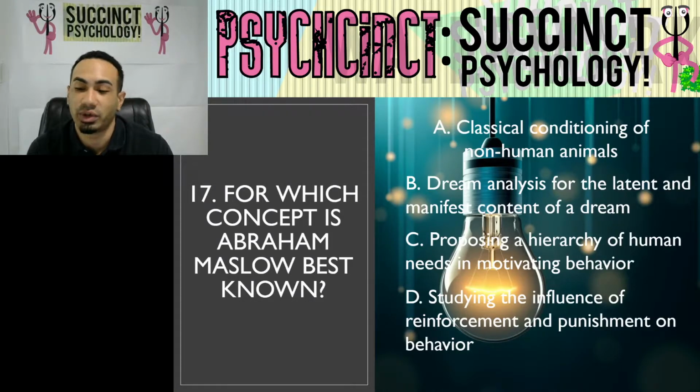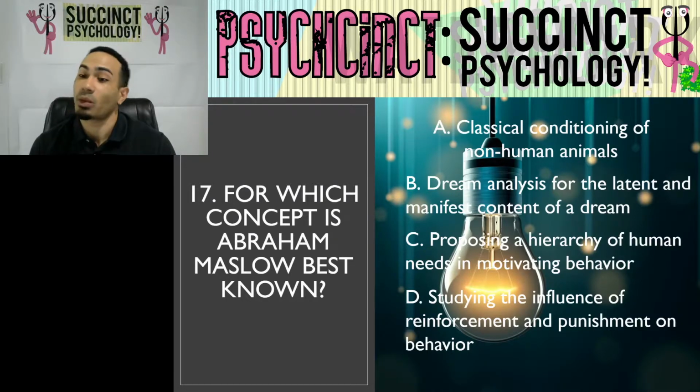Okay, so D, we just went over reinforcement and punishment. That was a thing of B.F. Skinner as he dealt with animals. So probably not that one. And what do we know about Abraham Maslow? We know that he was a humanist. So classical conditioning of non-human animals, that wouldn't apply either in option A. Dream analysis for the latent and manifest content of a dream. Well, that sounds like psychoanalysis. So we're left with C. Proposing a hierarchy of human needs and motivating behavior. And as you can see, human needs, that has to do with humanism, which is what Abraham Maslow was. He was a humanist. So the answer is C.